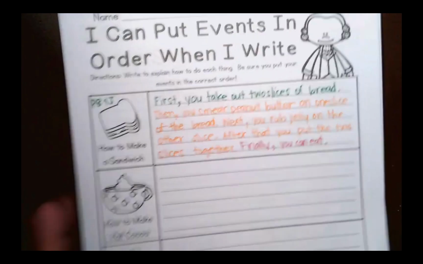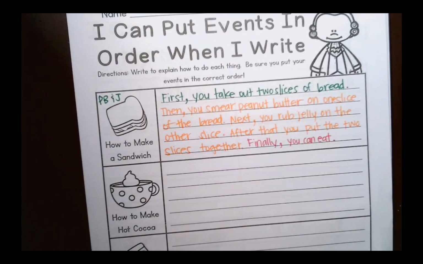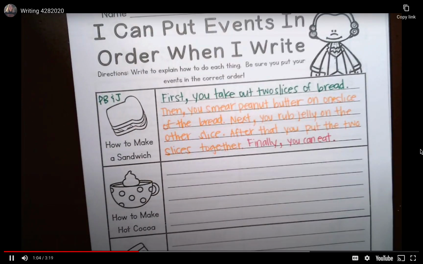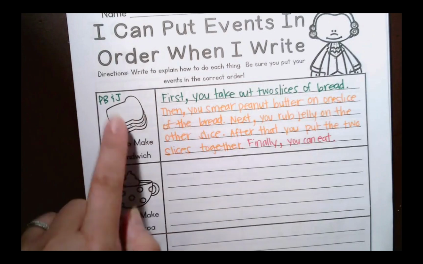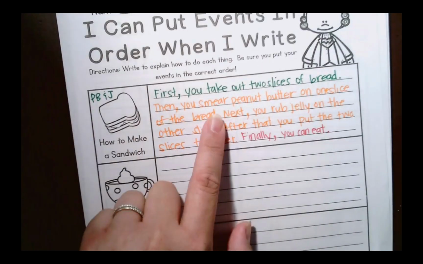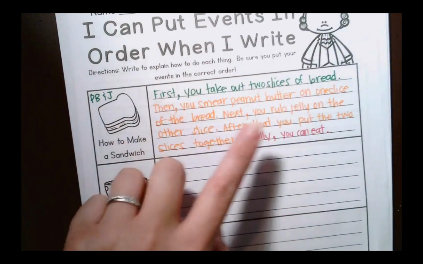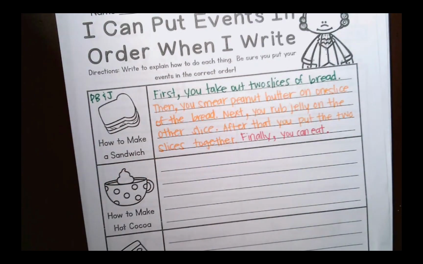Okay, so the directions tell us to write to explain how to do each thing. Be sure to put your events in the correct order. That's important, correct order. What I want you to do is look at what the activity is, get your writing done, and then recheck what you wrote to make sure that it makes sense, okay?